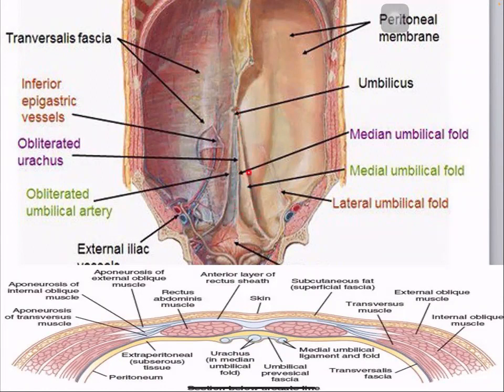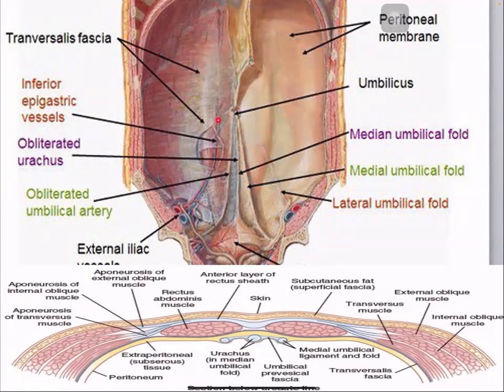This is the medial umbilical fold or ligament. When we remove the peritoneum, here we see the remnant of the obliterated umbilical artery passing from the internal iliac artery to the umbilicus. The third one is the lateral umbilical fold. When we remove the peritoneum, we will see the inferior epigastric artery passing from the external iliac artery to enter the rectus sheath posteriorly.